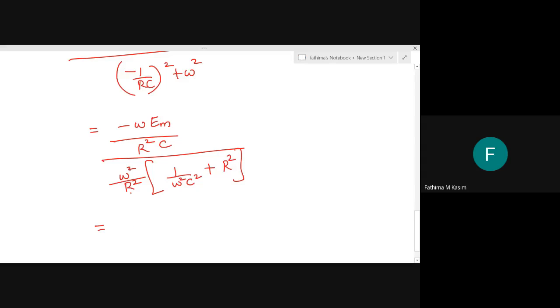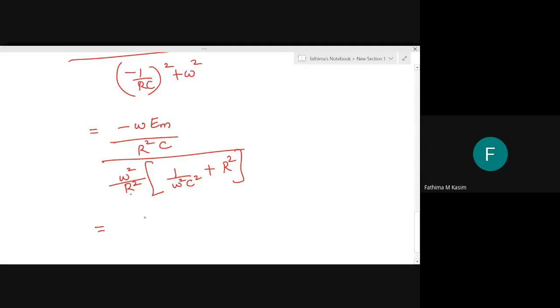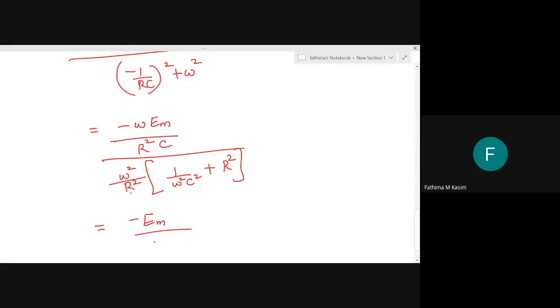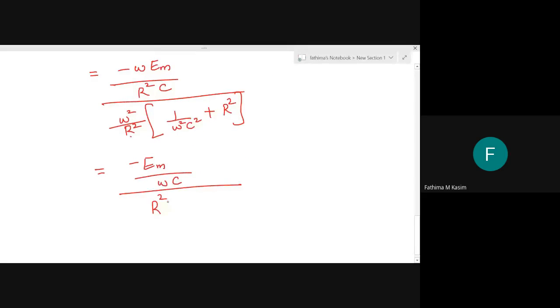So I can cancel this R square and omega. So R square gets cancelled and one omega gets cancelled. So this becomes minus Em divided by omega C divided by 1 by C square omega square plus R square. Or okay, I can write it as R square plus 1 by omega C the whole square. So what I have done is I have cancelled this omega and R square. So the expression now becomes minus Em by omega C divided by R square plus 1 by C omega the whole square.